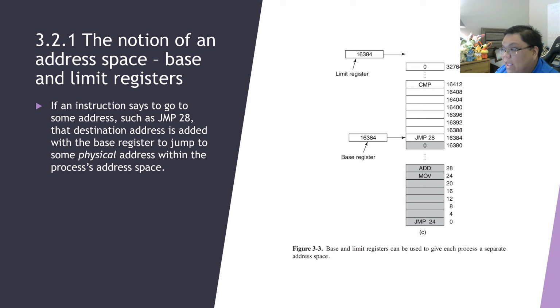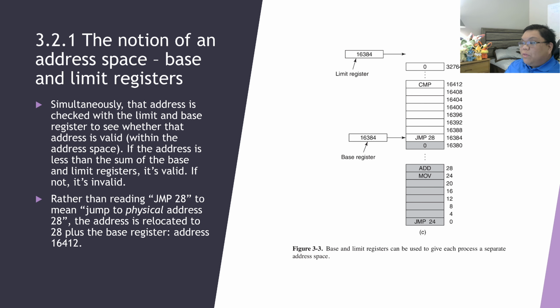So when we say jump 28, two things are happening. First, you add the base register to that address to get your new address, 16412. And then you check to make sure it's greater than or equal to the base register and less than the base register plus the limit register. It's a little bit weird because we start counting at 0, so 16384 really is the first address, and 32768, that's actually the start of the next program. So really you just want to make sure that it's right before 32768, so 32767.